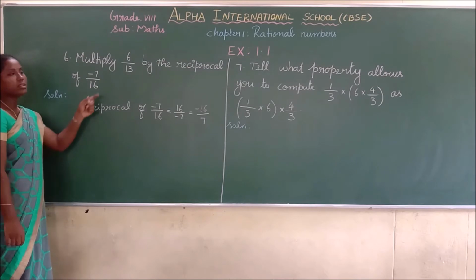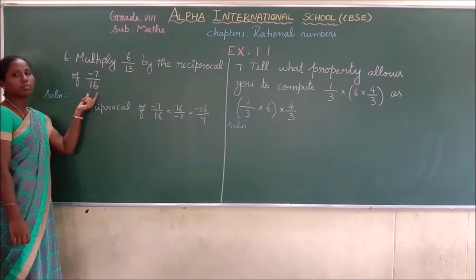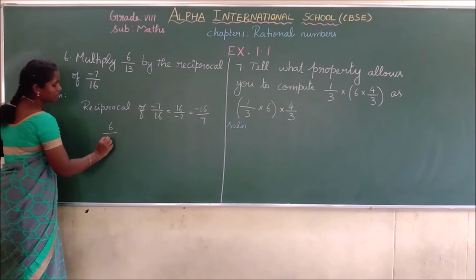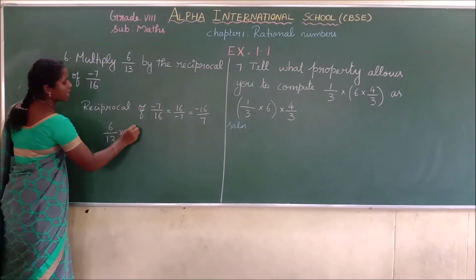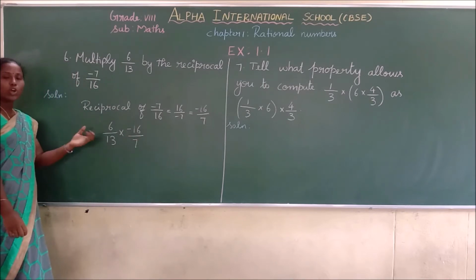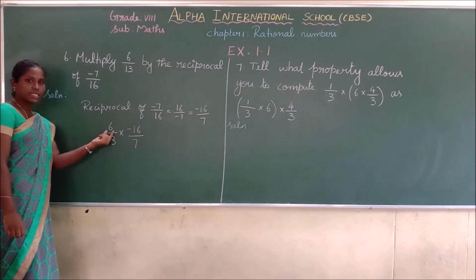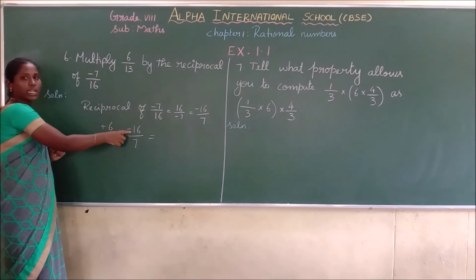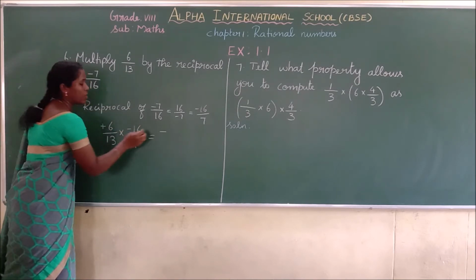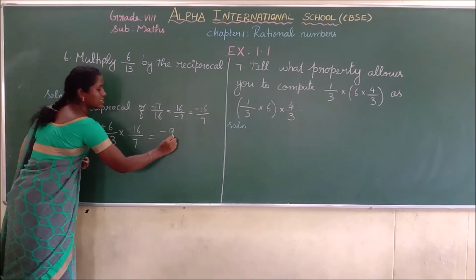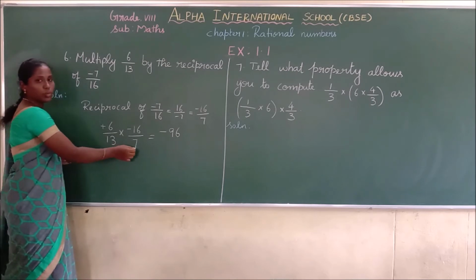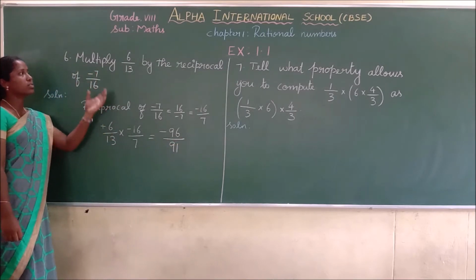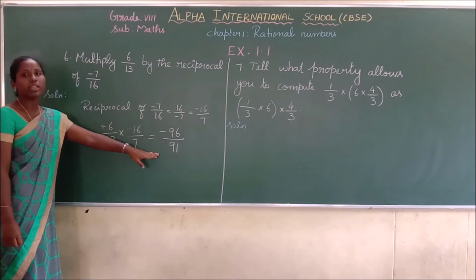So what is the question? Multiply 6 by 13 by the reciprocal of minus 7 by 16. Very simple. We have to multiply this reciprocal with the given number. So multiply 6 by 13 into minus 16 by 7. Just the normal multiplication only. Multiply 16 with 6 and 7 into 13. The sign is plus here and minus there, so plus into minus is minus. And what is the value of 16 into 6? It is 96. And the denominator, 13 into 7, is 91. So the final answer for the given question is minus 96 by 91.